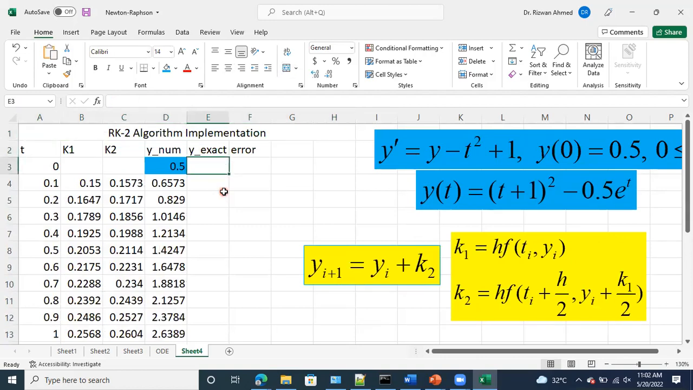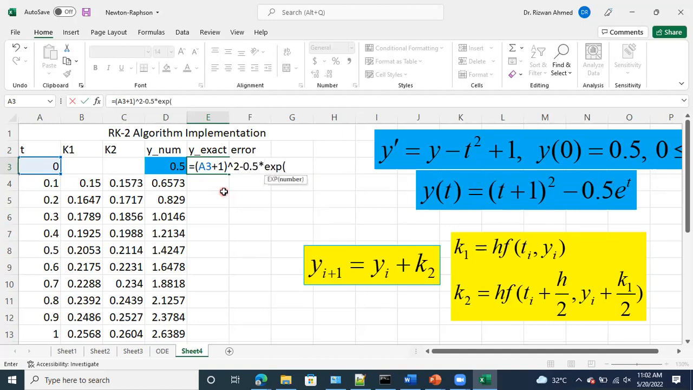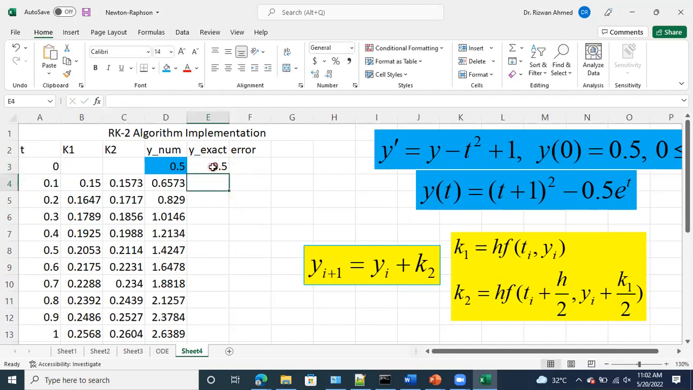And now let's compare it with the exact answer. We have the expression for that. The exact expression is t plus 1, squared, minus 0.5 times e raised to the power t. The value of t has been taken from cell A3. So the first value is exactly the same.